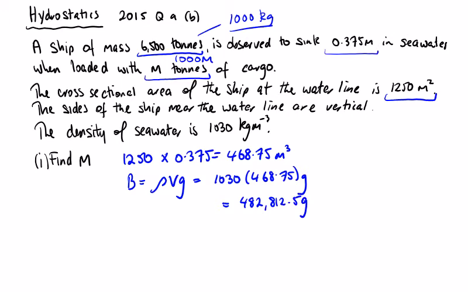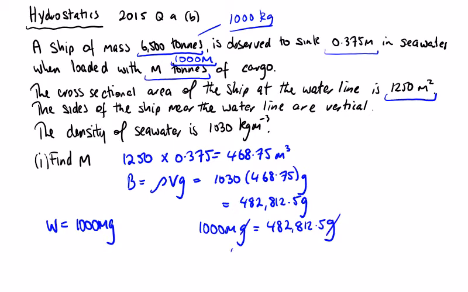So that extra buoyancy will have to be equal to the weight, which is 1000 mg. So 1000 mg is equal to that 482,812.5 g. So m is going to be equal to, well, that number with the decimal moved 1, 2, 3 places, 482.8125. That will be in tons.